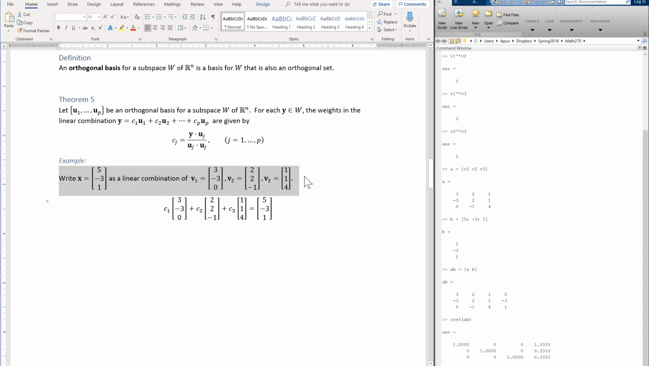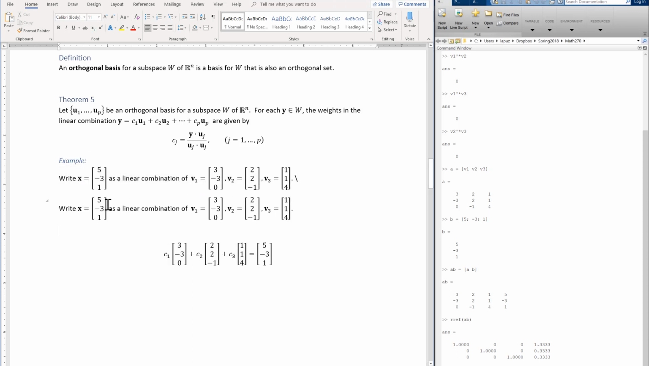So let's see. Let's rewrite this a little bit just so we are using the correct letters in our formula. I think this is y. This is y, some vector within the subspace. And then instead of v's, they happen to use u's. So if you want to change that to u's, that would be fine as well. And so we can use this formula to find our C1, C2, and C3. So this is our y vector. This is U1, U2, and U3. And again, that comes from a linear combination.